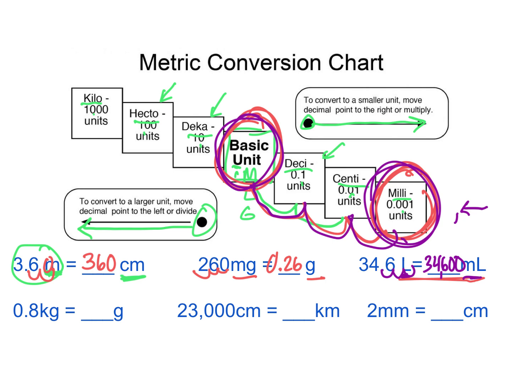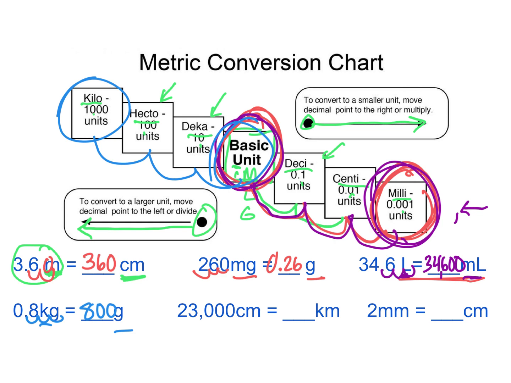Okay, the next one, we're going from kilograms to grams. So let's go kilograms to grams. 1, 2, 3 to the right. So I've got 800. I'm going to drop that 0 that was in front of the 8 because it won't make any sense in my number. Okay, let's do another one.